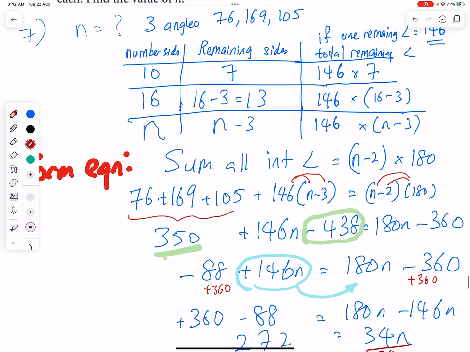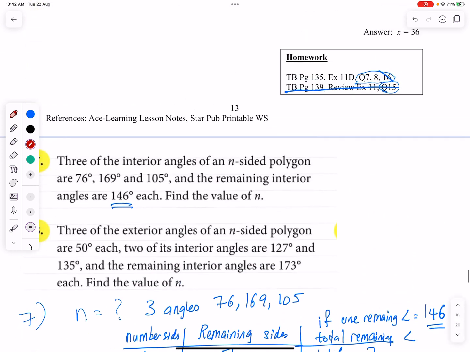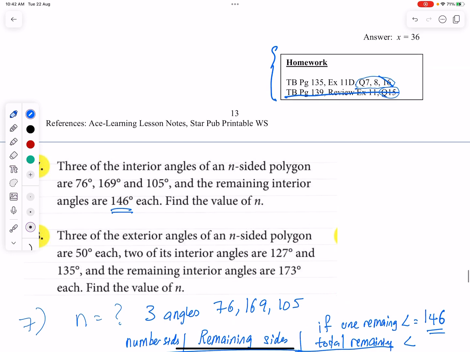Now with this example, I want you to now try out question 8. So these 2 homework questions, in fact, if you follow so far, there's only 1 homework question. I want you to submit tomorrow, 23rd August. Alright, so I'll see you on Wednesday. Okay?